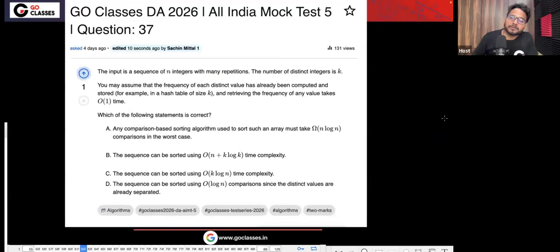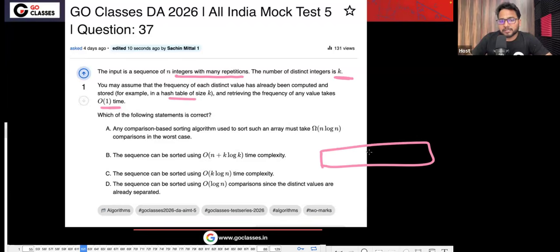Now let's solve this question. This was also a good question. Here they are saying that you have n integers, but there are many repetitions, such that only k integers are distinct. And you know the frequency of every integer, right? And that has been saved in a hash table of size k. And the frequency you can get in order of one time. Now, which of the following algorithms is correct? So basically, you have n integers, but only k are distinct.